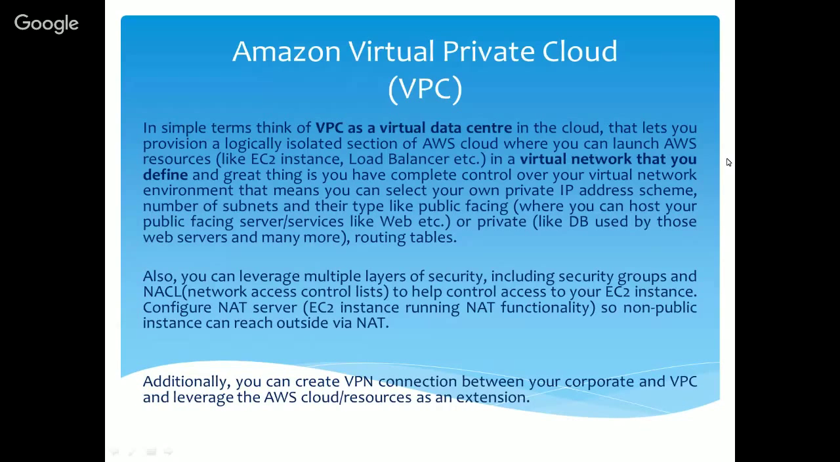So Amazon Virtual Private Cloud, or VPC in short, in simple terms, think of VPC just as a virtual data center. It's pretty much that, all in the cloud, where basically it lets you provision a logically isolated section of the AWS cloud where you can launch AWS resources. When we say resources, like EC2 instances or your load balancer, and other things in a virtual network that you define. The key here to pay attention to is the virtual network that you are defining. So VPC allows you to define your own virtual network.